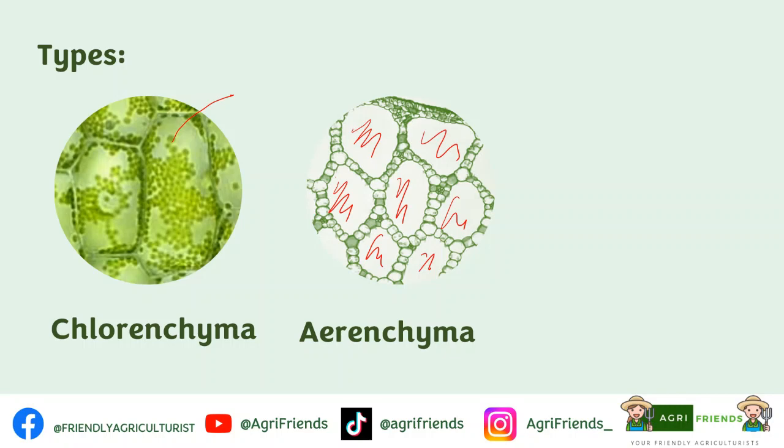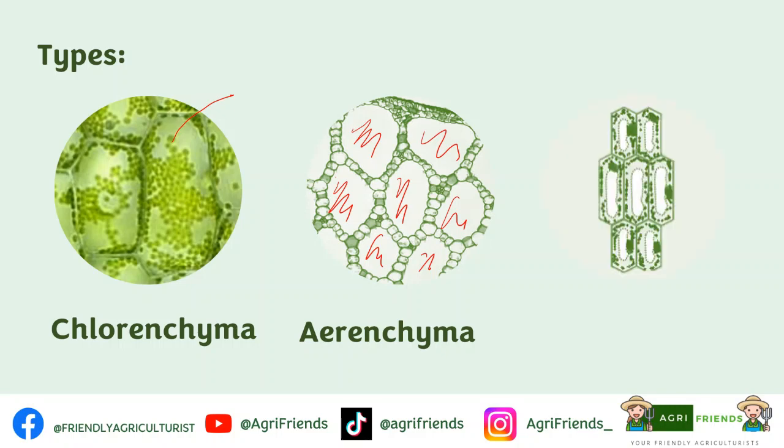There are also parenchyma cells that are elongated with tapering ends, and these are called prosenchyma cells. So, these provide mechanical support to the vascular tissue. So, these are the general types of parenchyma.